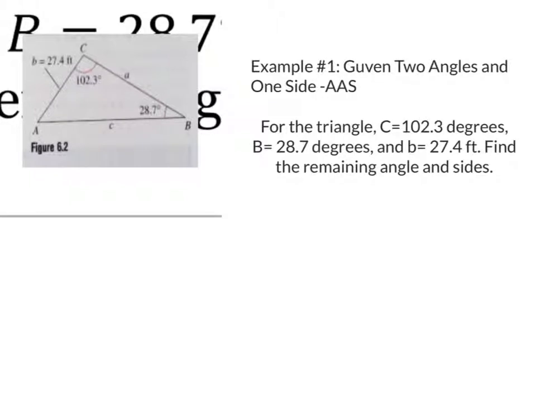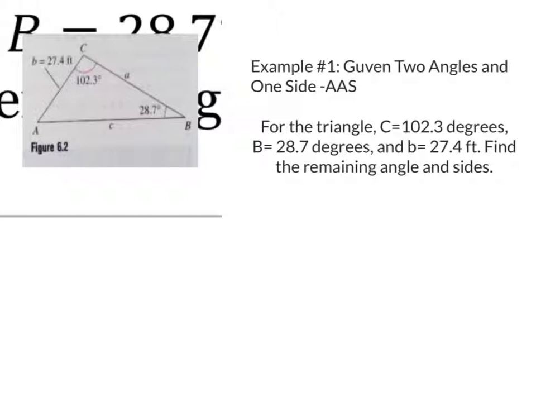It says example number 1: given two angles and one side. So this would be called angle, angle, side. For the triangle, capital C is 102.3 degrees, capital B is 28.7 degrees, and lowercase b is 27.4 feet. Find the remaining angle and sides. Okay, so let's take a look, and be sure that everything is labeled and it makes sense the way it's been labeled.